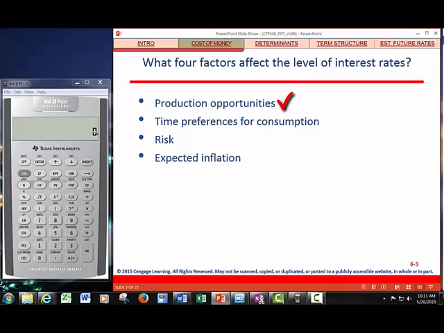Production opportunities are the investment opportunities in productive or cash generating assets. Time preferences for consumption are the preferences of consumers for current consumption as opposed to saving for future consumption. Risk in a financial market context is the chance that an investment will provide a low or negative return. And then inflation is the amount by which prices increase over time.